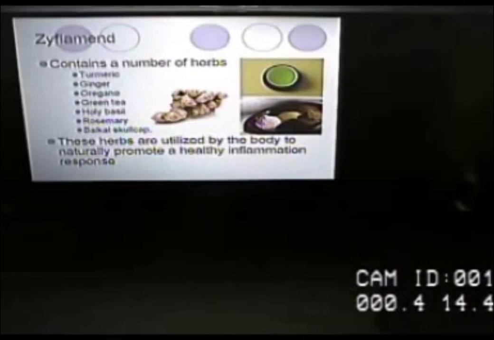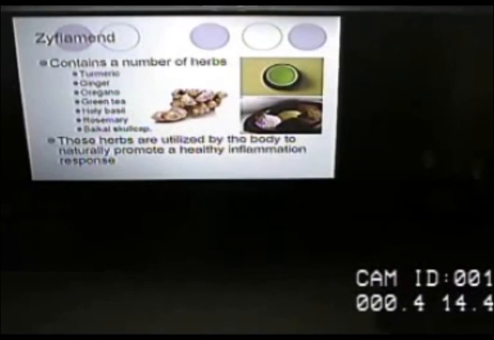This one has turmeric, ginger, oregano, green tea, holy basil, rosemary, and skullcap. And these create a healthy inflammatory response. This one is a concentrated oil, so you have to make sure that you take it with a full meal. Otherwise, you're going to be burping up oregano and ginger and turmeric. This one, too, is another one that you have to make sure it doesn't interact with any medications that you might be on.